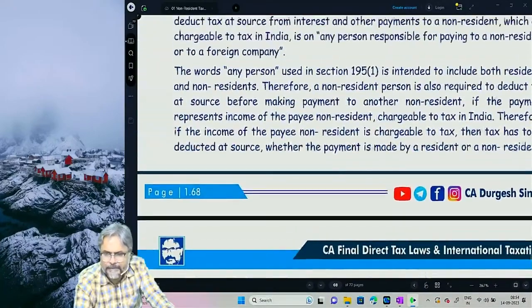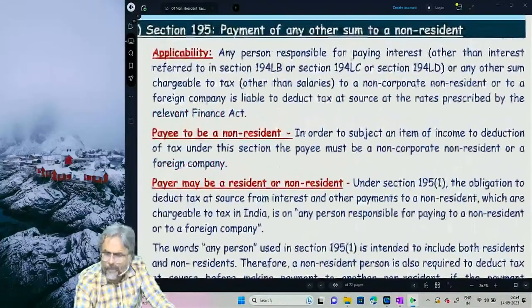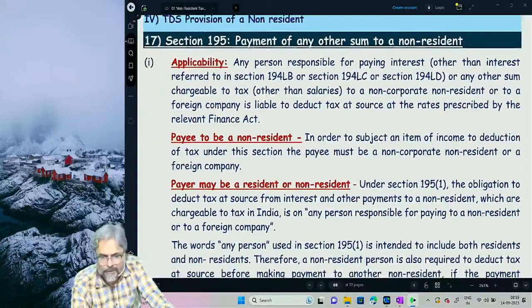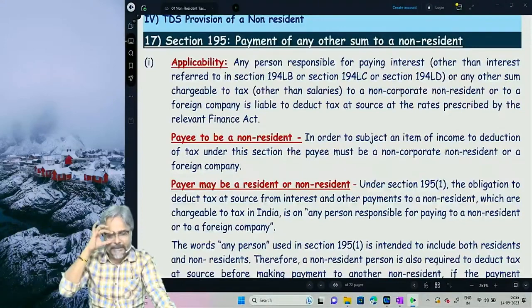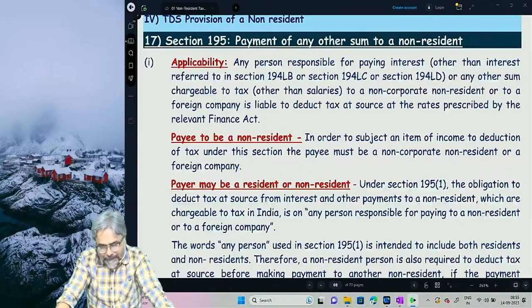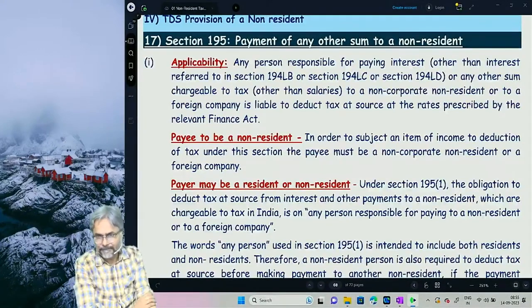So students, tell me, what do you think? The first observation. Whether Kenya Airlines will be required to deduct the TDS in this case? Why do you all say so? Kenya Airlines, students?